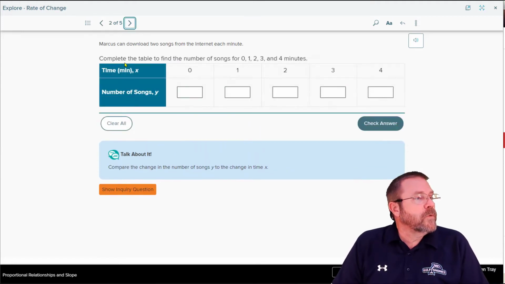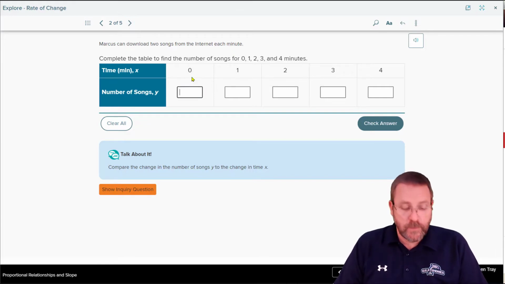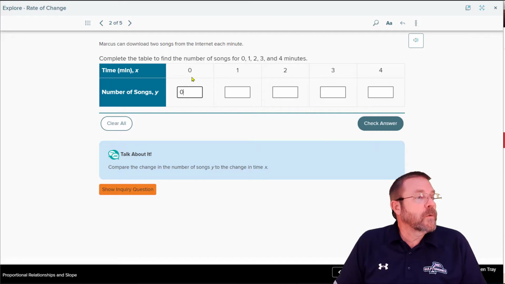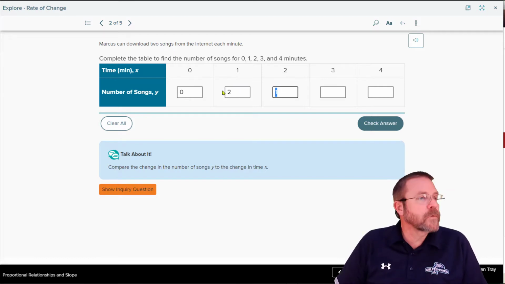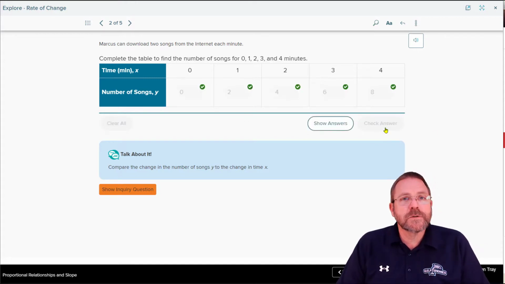An example of this would be if Marcus downloads 2 songs for every 1 minute of internet. That means he has a lot faster internet than I have at home. From there, in 0 minutes, he does 0 songs. 1 minute, he does 2 songs. 2 minutes, he does 4 songs. 3 minutes, he's going to do 6 songs. And 4 minutes, he's going to be doing 8 songs there.